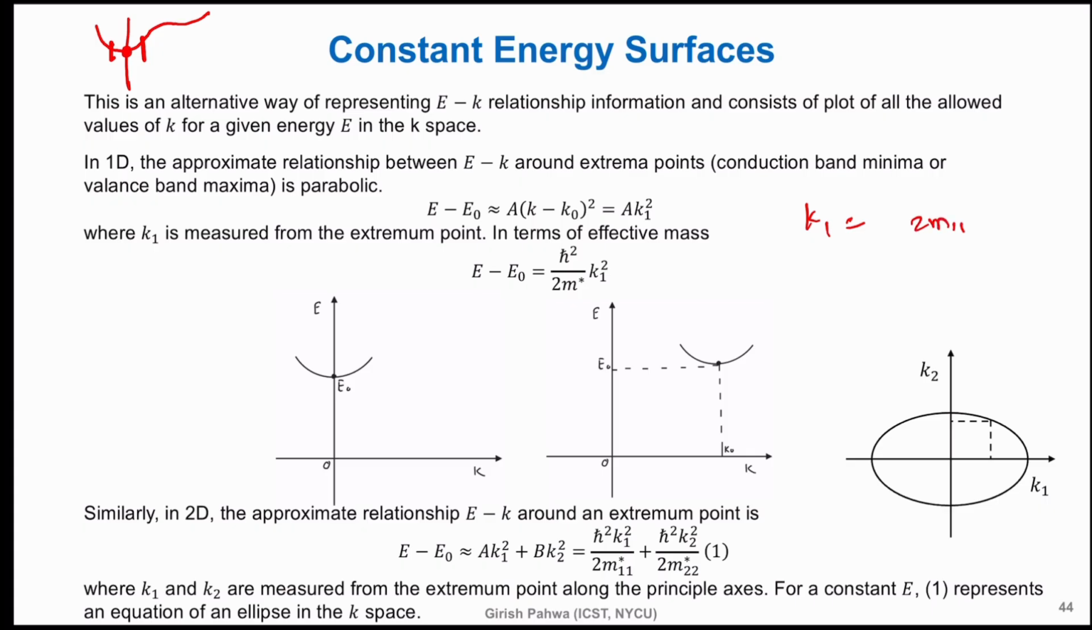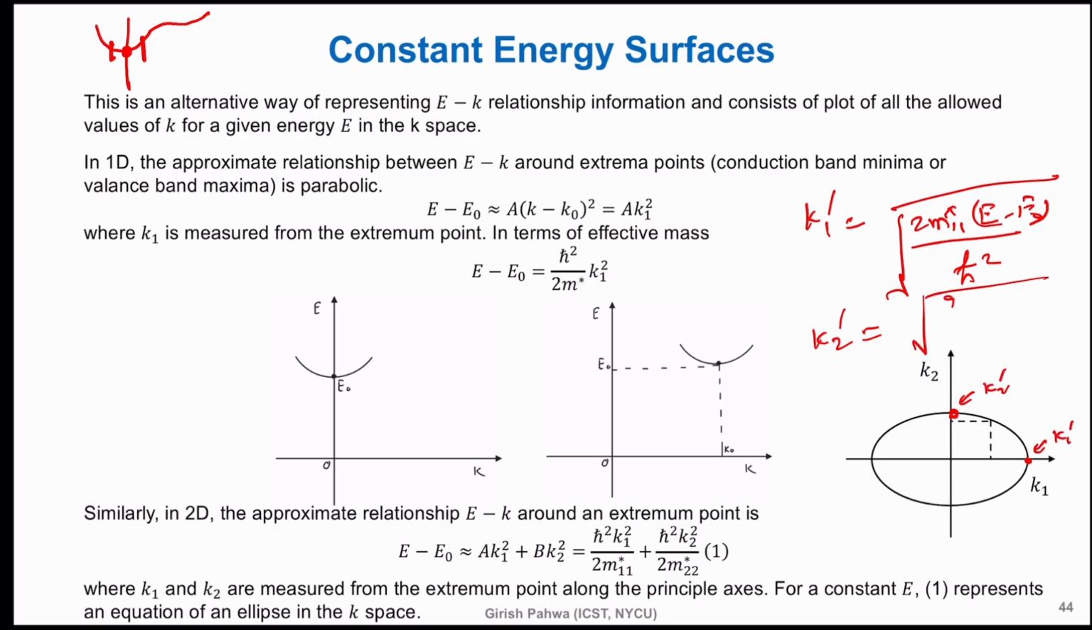2M11 star into E minus E naught divided by H bar square, under root. Yes? And similarly, K2 you can calculate. For K2, K1 will be equal to 0. Let me call this K1 dash and K2 dash. So K1 dash is this point and K2 dash is this point. Right, so this will be 2M22 star into E minus E naught divided by H bar square.